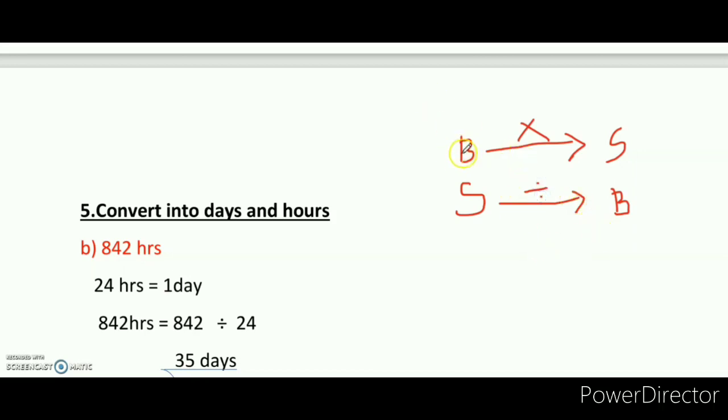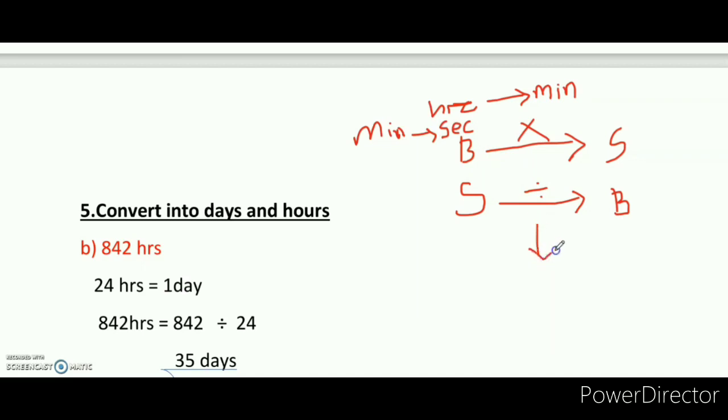Suppose up to question number 4, a bigger unit was given to convert into smaller units. Suppose hours is given to convert to minutes. In that case, we will multiply. Similarly, minutes given to convert to seconds. In that case also, children, we will multiply.